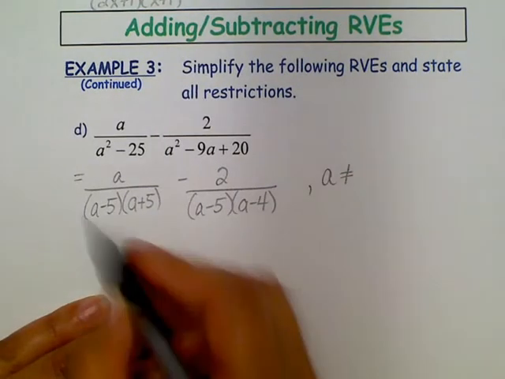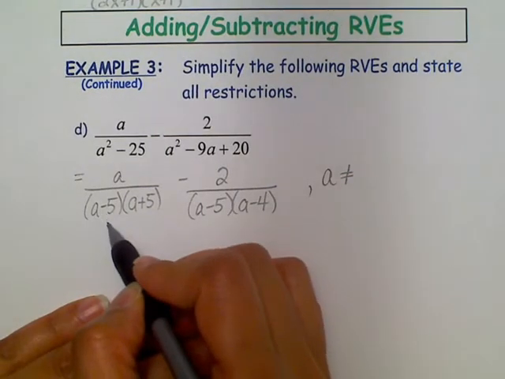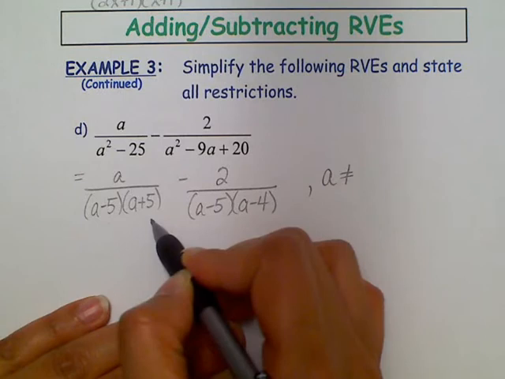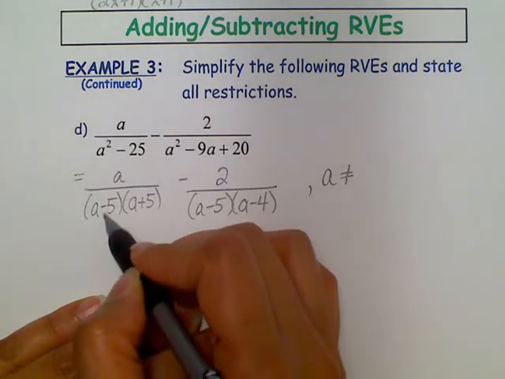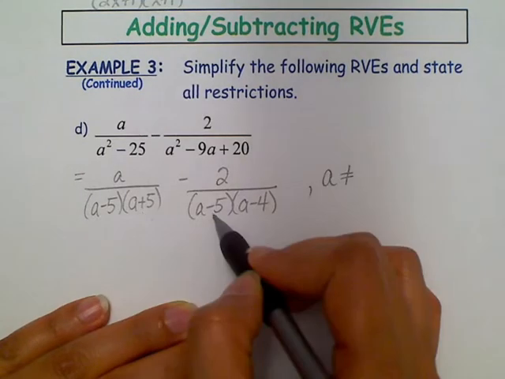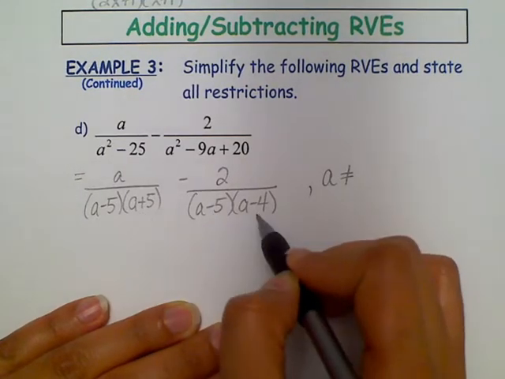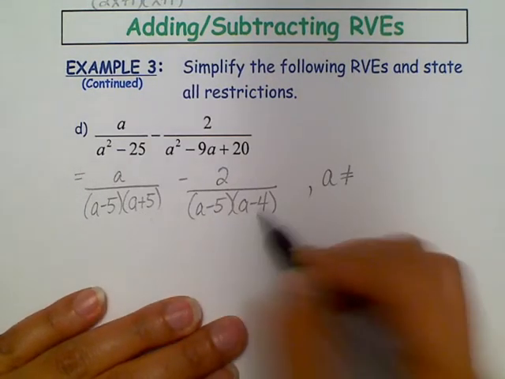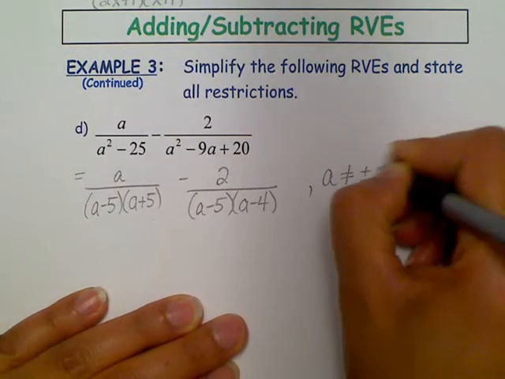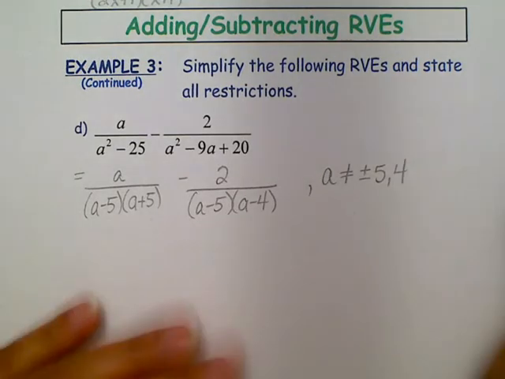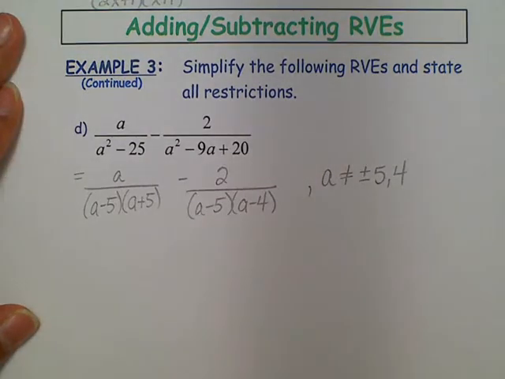And so in terms of our restrictions, we're looking at the variable a, and you'll notice that a cannot be equal to positive 5, negative 5, positive 5, and positive 4. So in order from lowest to highest, I know that a cannot equal plus or minus 5 and positive 4.